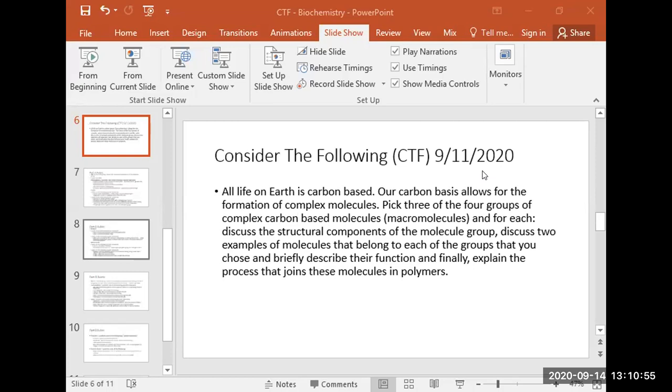Remember that you don't have to do the essays like you do in your English classes. You don't need an intro. You don't need a body. You don't need a conclusion. Just get to the point.